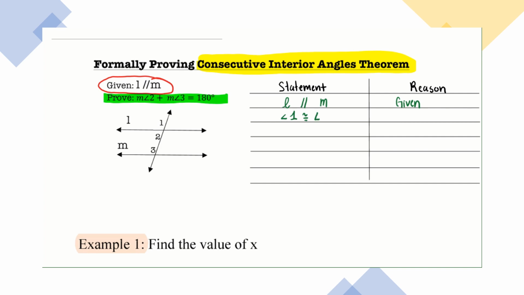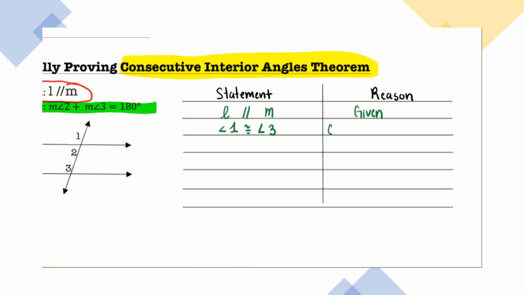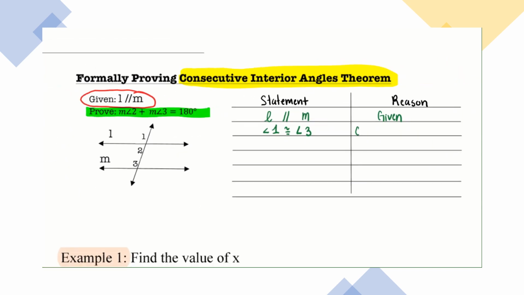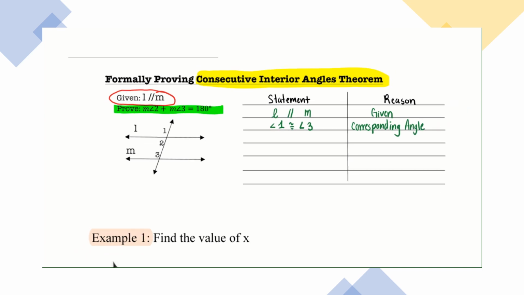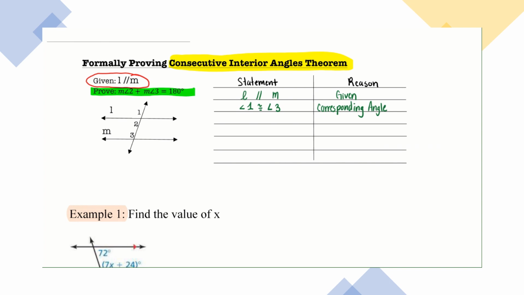So let's look at the diagram to see what else we know based on the information that we're given. So we know that angle 1 will be congruent to angle 3. And how do we know this? Well, since the two lines are parallel, I can use the corresponding angles postulate. That says that when you have two lines that are parallel, which in this case is L and M, then their pair of corresponding angles are congruent.